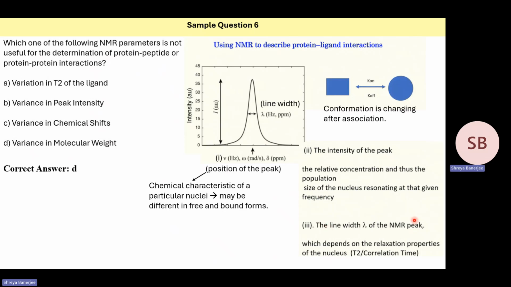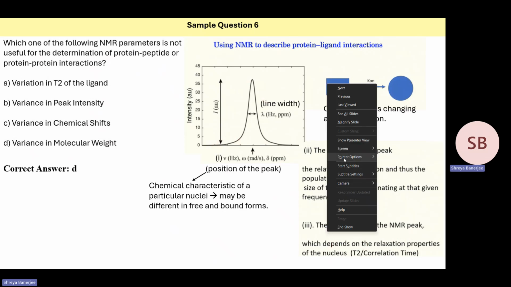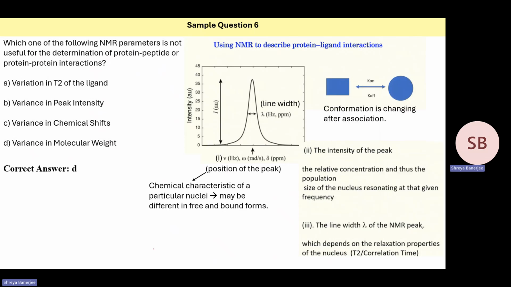Finally, the line width of the NMR. We know that if the relaxation time is very large, then the line width becomes broad. So proteins, we know, have large relaxation times because of their size, so they will have broad lines. But ligands have small relaxation times because of their size, so they will have sharp lines. So the T2 correlation time is also important.